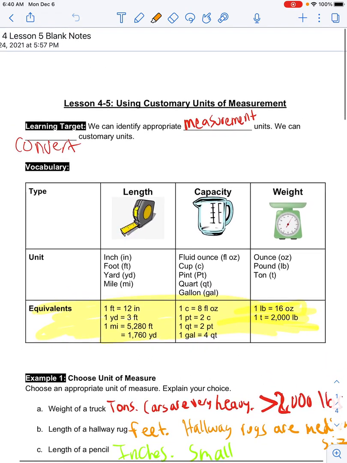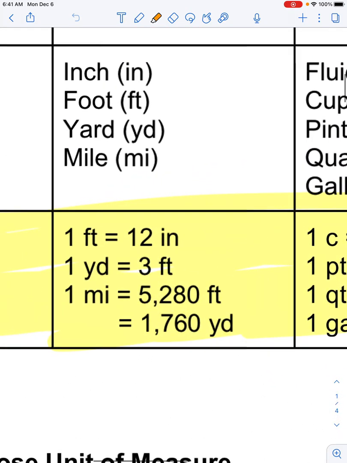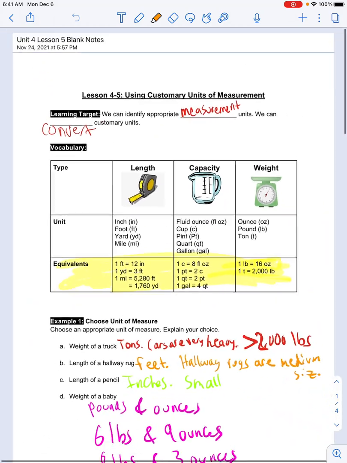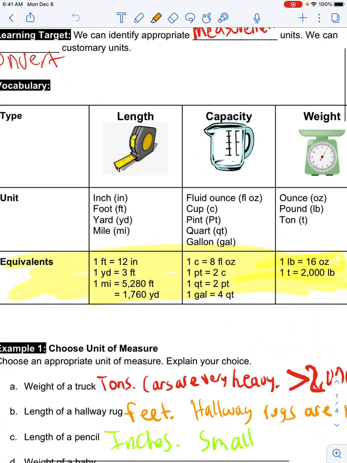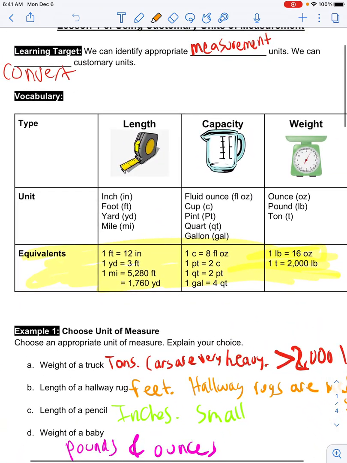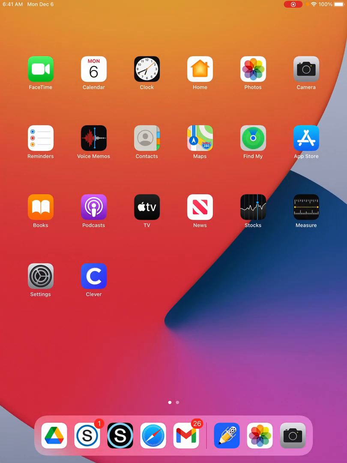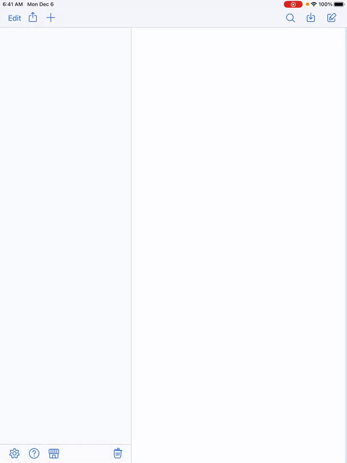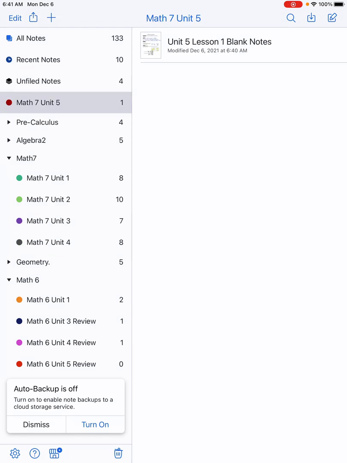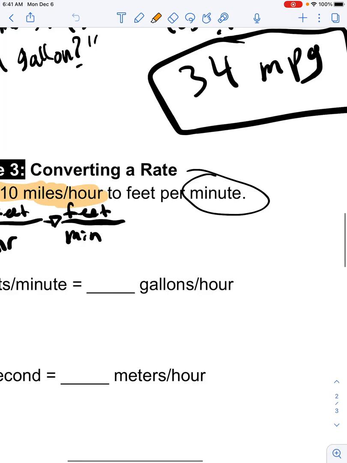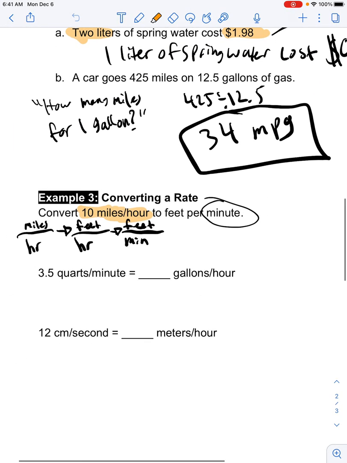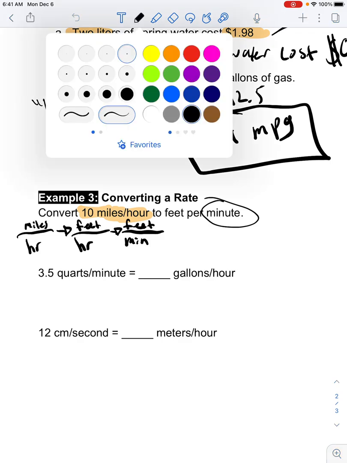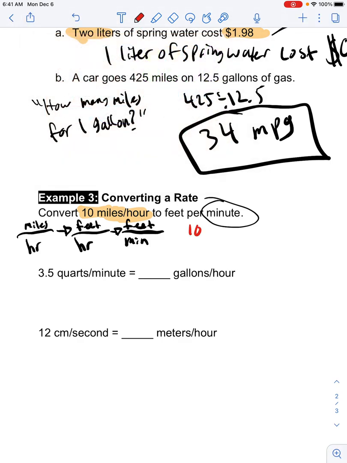You may need to remind yourself of some of this stuff. And I look right here and I say, how many feet are in 1 mile? 5,280, okay? So I'm going to need that information. So I'm going to start with 10 miles for 1 hour.